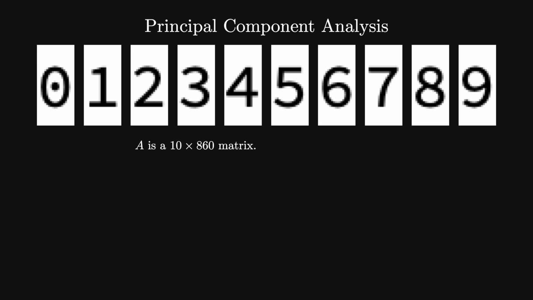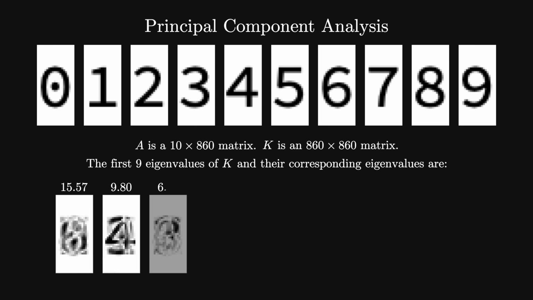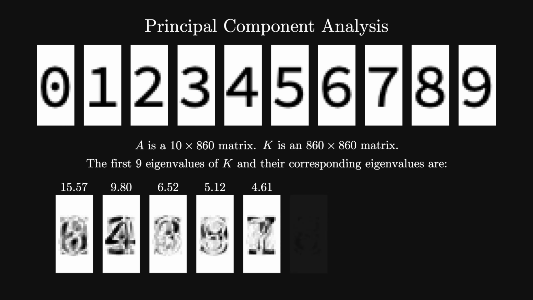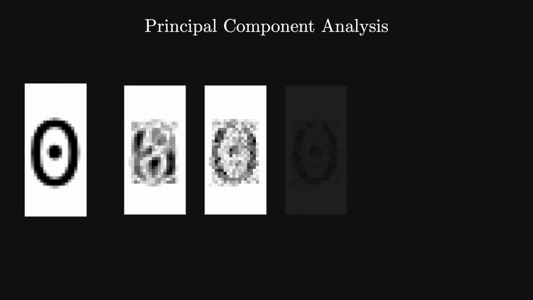The data matrix A is a 10 by 860 matrix, and the covariance matrix is 860 by 860. Here are the first 9 eigenvectors of K and the corresponding eigenvalues. All other eigenvalues are of the order 10 to the minus 15. Here is the number 0. We'll project it onto the first eigenvector, then the sum of the first 2, then the first 3. By the 5th, the image is virtually indistinguishable from the original. In fact, all the numbers need only the first 5 eigenvectors to faithfully reproduce them.